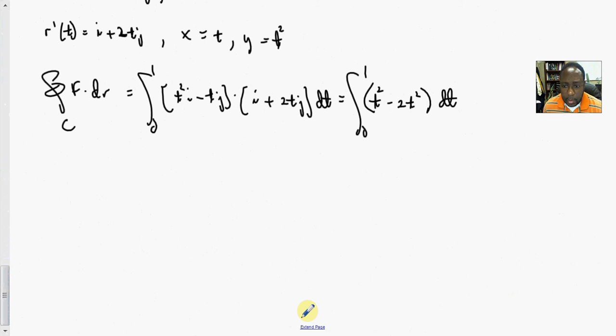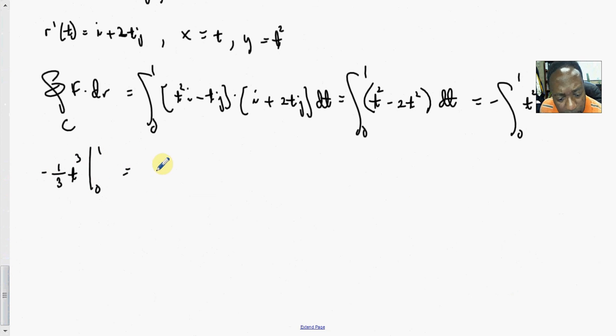And so this gives us, when we integrate, 1/3. Sorry. This is negative the integral from 0 to 1 of t squared dt. And so now this gives us negative 1/3 t cubed, that's evaluated from 0 to 1. And so that just gives us negative 1/3.